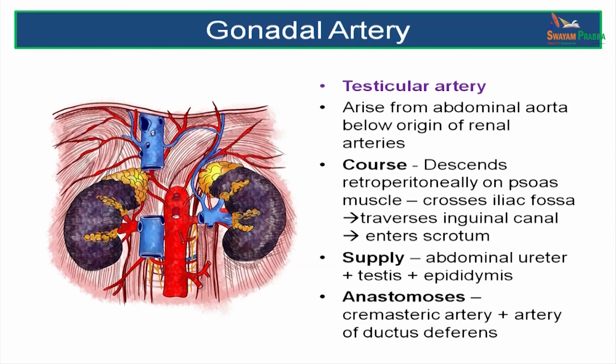The gonadal arteries could be the testicular artery or the ovarian artery. The testicular artery, which is present in males, arises from the abdominal aorta obliquely. It passes downwards retroperitoneally on the psoas major muscle, crosses the iliac fossa, traverses the inguinal canal and enters the scrotum to supply the testis. It also supplies the abdominal part of the ureter and the epididymis. It anastomoses with branches of the cremasteric artery and artery of the ductus deferens.